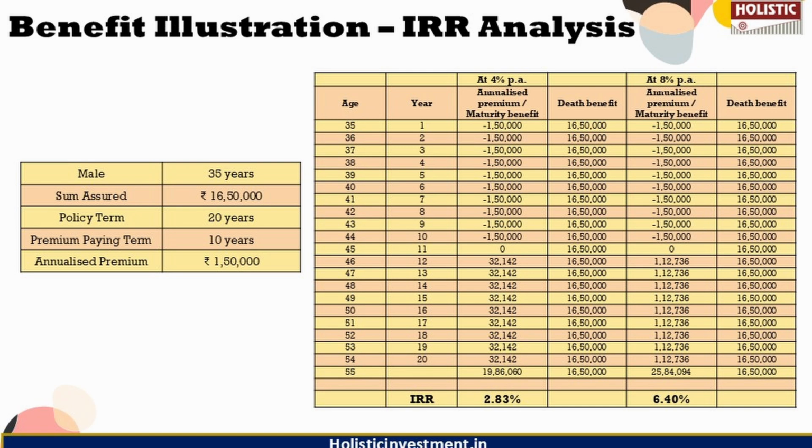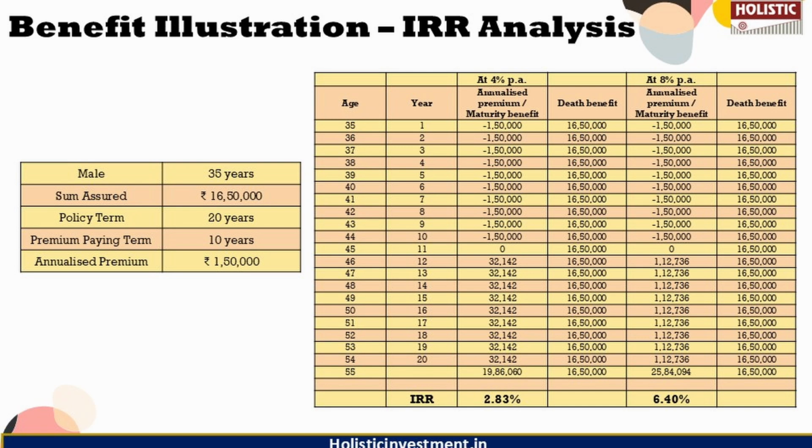At 8% return, the annual survival benefit is 1,12,736 rupees and the final maturity value is 24.71 lakhs, yielding an IRR of 6.40% as per the policy's maturity calculator. Although the 8% return scenario may seem appealing, a 20-year investment horizon demands better returns.